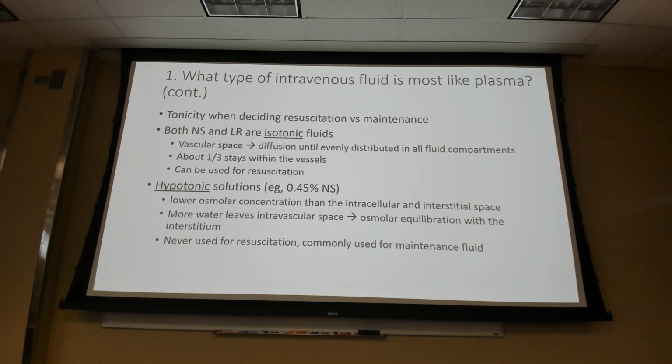So we also need to look at what the tonicity is when we're deciding resuscitation versus maintenance. Typically, we're going to use an isotonic fluid like LR or normal saline when we're resuscitating. But we have to remember that it doesn't stay in the intravascular space. It usually diffuses evenly into all the fluid compartments. We only keep about a third in the vessels, so that's why we like to use that for resuscitation purposes. And then we have our hypotonic solutions that have a lower osmolar concentration, and that will leave the intravascular space until it's equilibrated into the interstitium. We never use those for resuscitation.